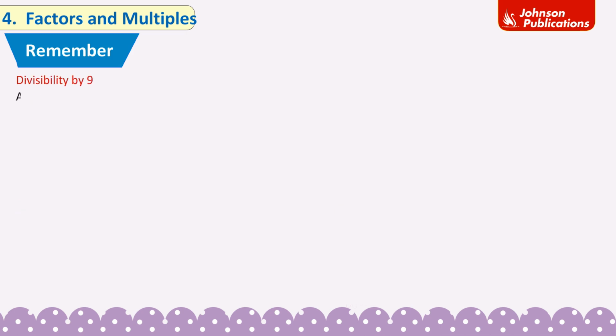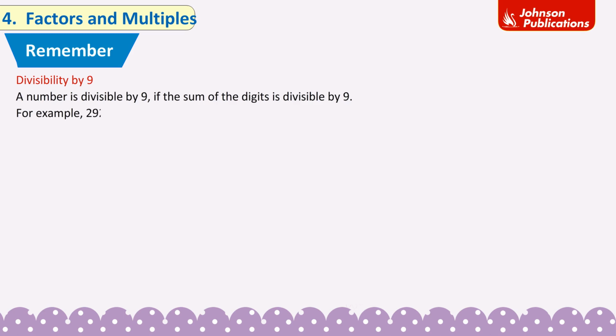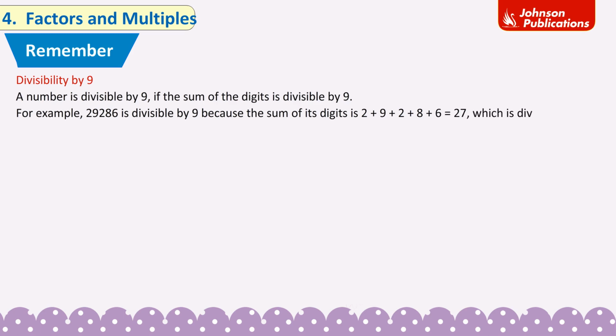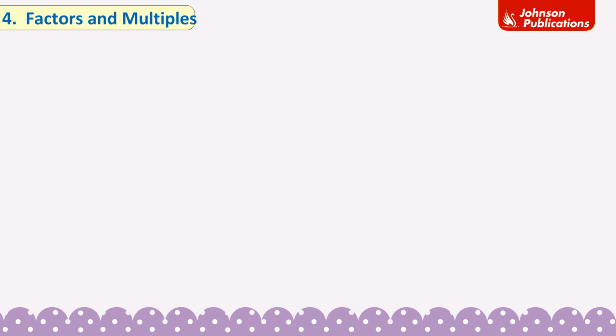Divisibility by 9. A number is divisible by 9 if the sum of the digits is divisible by 9. For example, 29,286 is divisible by 9 because the sum of its digits is 2 plus 9 plus 2 plus 8 plus 6, which is equal to 27, which is divisible by 9.